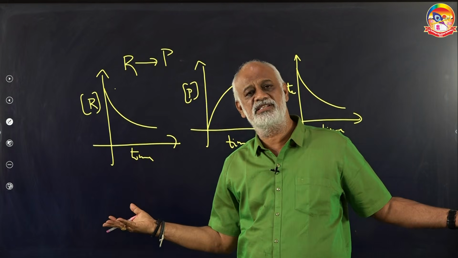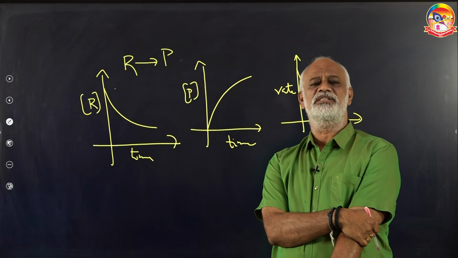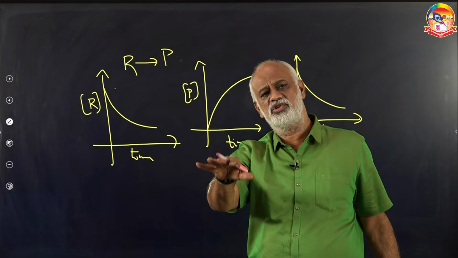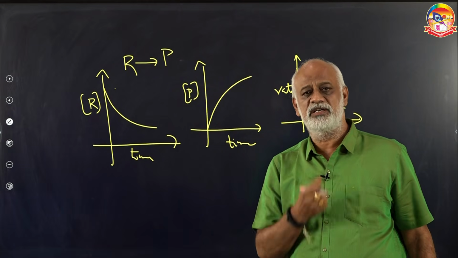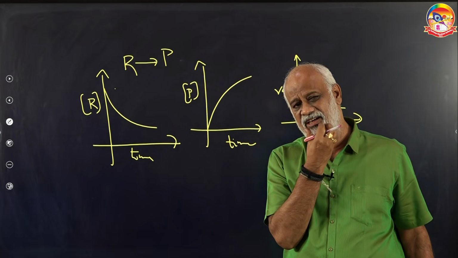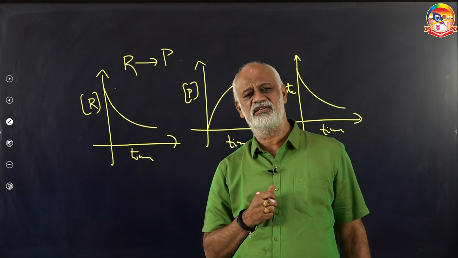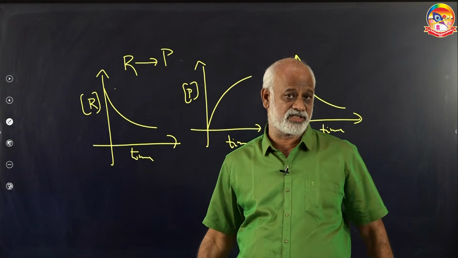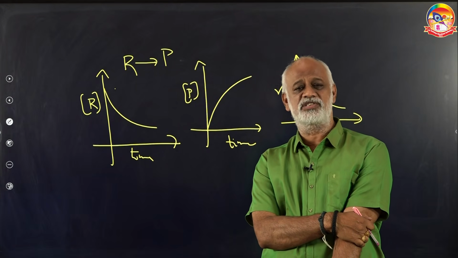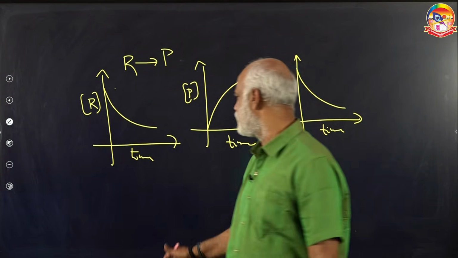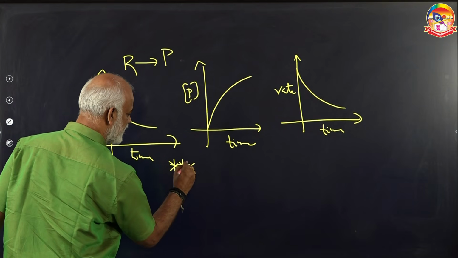What is the reason, sir? Very simple. As time passes, concentration of the reactant goes on decreasing. You know very well, rate depends on concentration of the reacting substance. Once the concentration of the reacting substance decreases, rate always decreases. Then the question is, will rate be a constant sometimes? Yes, a very rare chance is there.